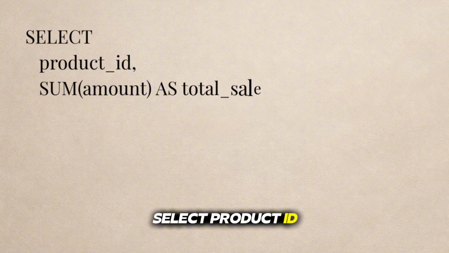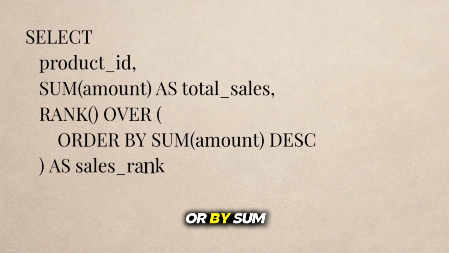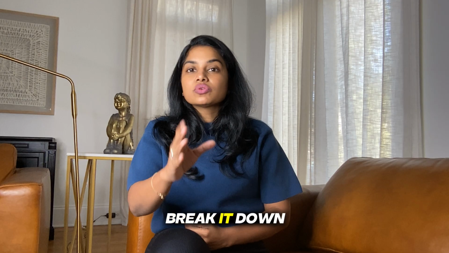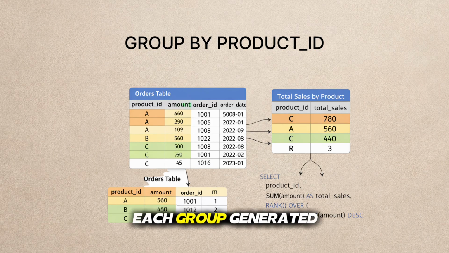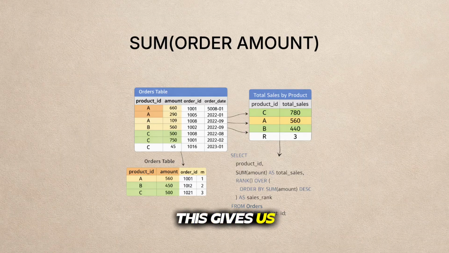Here's the SQL. Select product ID, sum of amount as total sales, rank over order by sum of amount descending as sales rank from orders grouped by product ID. Let me break it down. First, we start by grouping the data, group by product ID, because we don't care about individual order rows. We care about the total revenue each group generated. Then we calculate sum of amount. This gives us total sales for every product in the catalog.